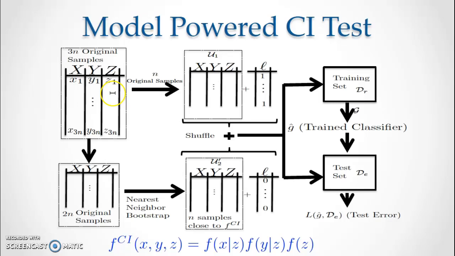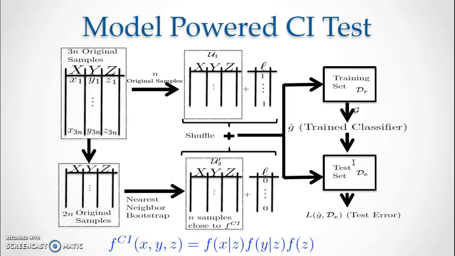Suppose we are given 3n NIID samples from the joint distribution. We keep n original samples aside in U1. The remaining 2n samples are processed through our nearest neighbor bootstrap. We show that this generates n samples which are as if coming from f_CI, the conditionally independent distribution. These samples are denoted as U2 prime in the figure. We label the samples in U1 with label 1 and in U2 prime with label 0. The labeled samples are then shuffled and divided into training and test sets.